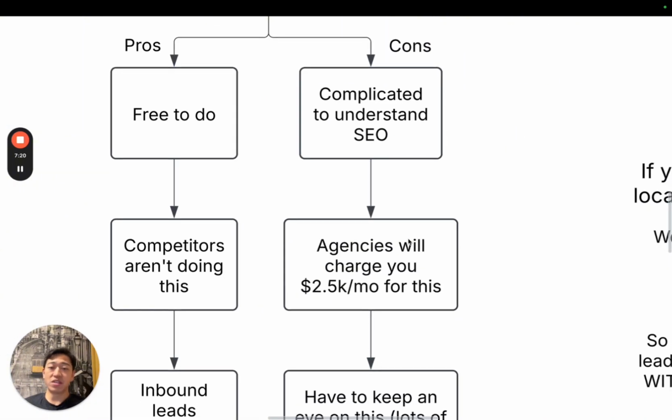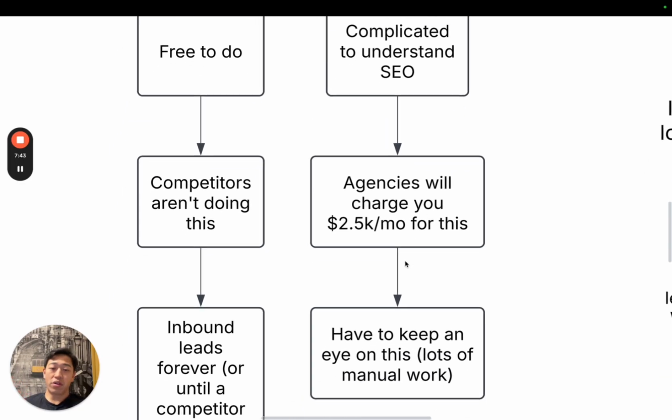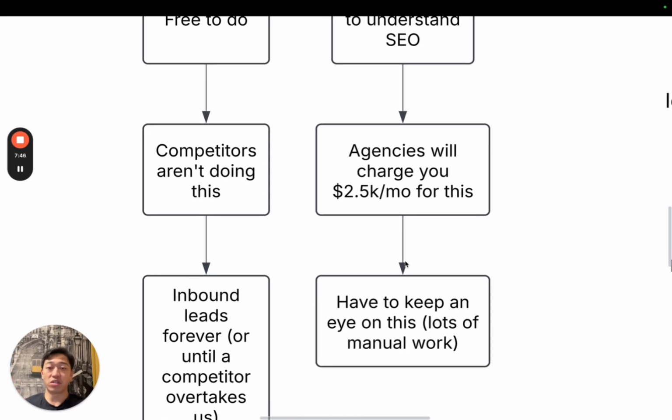But the cons of this is it's definitely complicated to understand all the nuances of SEO. And that's why agencies will approach you and charge 2.5K a month for all of this. However, you can do this all for free. I could show you later how you can do this all for free. But another thing is you do have to keep an eye on this. So it's a lot of manual work. That's why these agencies will charge you 2.5K a month for a 1-year contract, because it's a lot of work to just see what ranking you are. How do I modify the pages? How do I build backlinks? It's all very complicated, but you could do this all yourself if you wanted to.